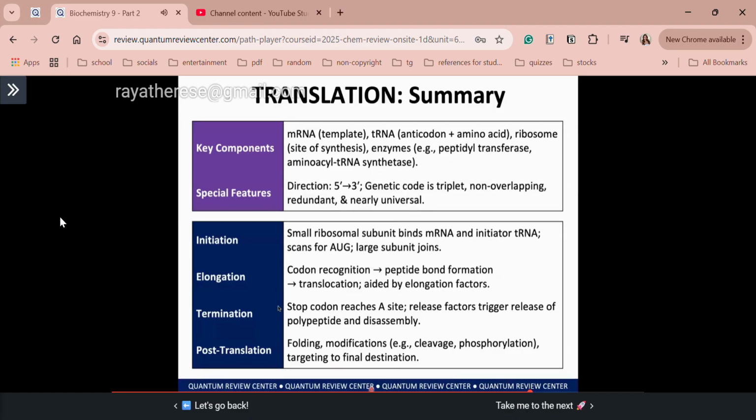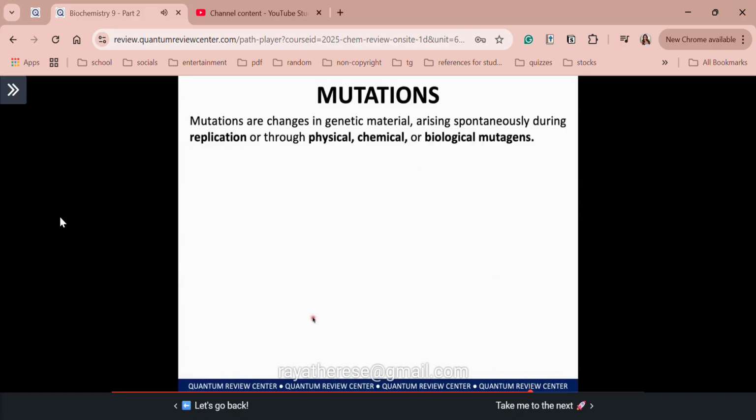discuss mutations. So sir, do these topics appear in the board exam? Yes po. Particularly if you're familiar with the disease sickle cell anemia. So that's one of the common examples of your mutations. All right. So let's discuss briefly your mutations.